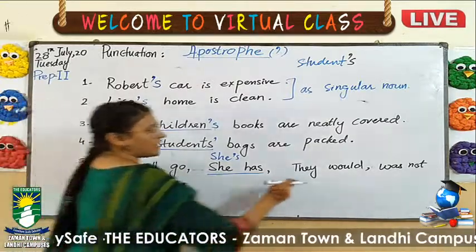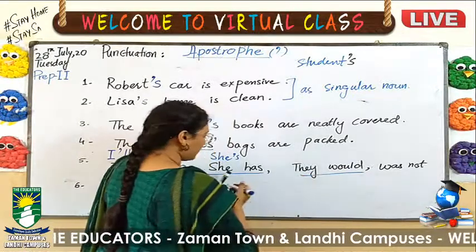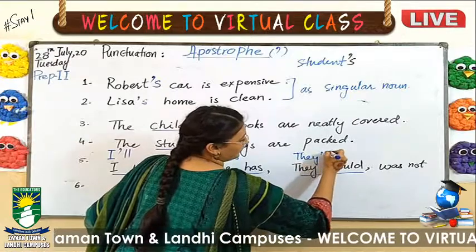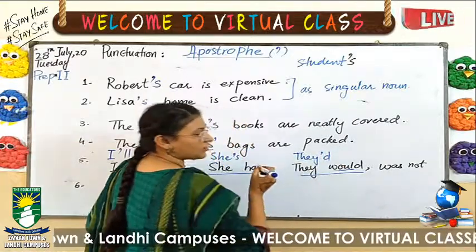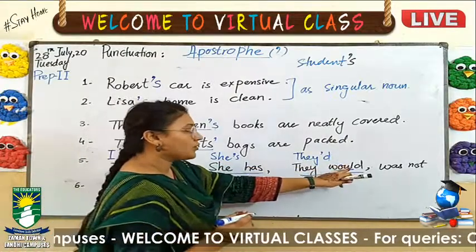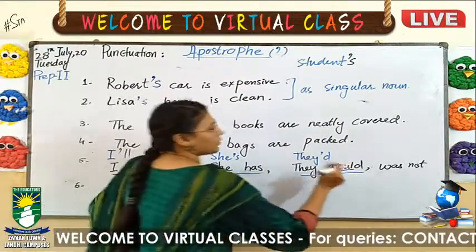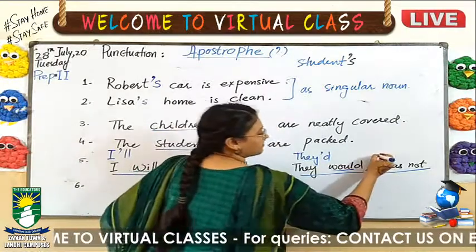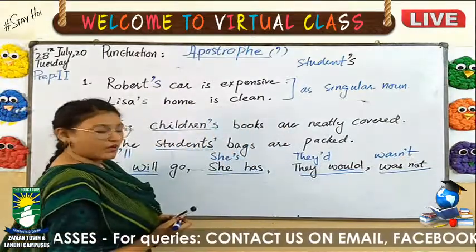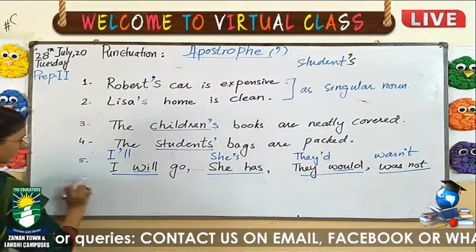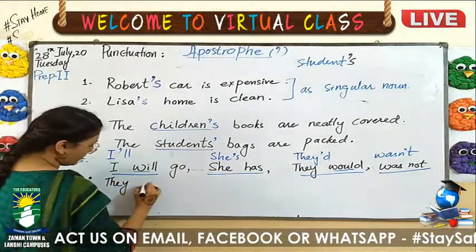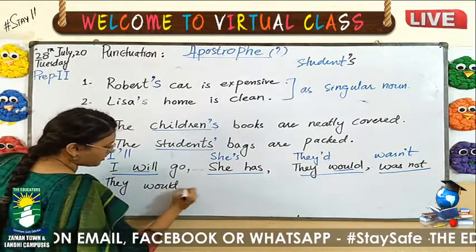Alright? They would. So they would become they'd. We omitted a few letters; we omitted W, O, U, L, and it becomes they'd. Was not will become wasn't. I'm writing an exemplary sentence here. They would go.